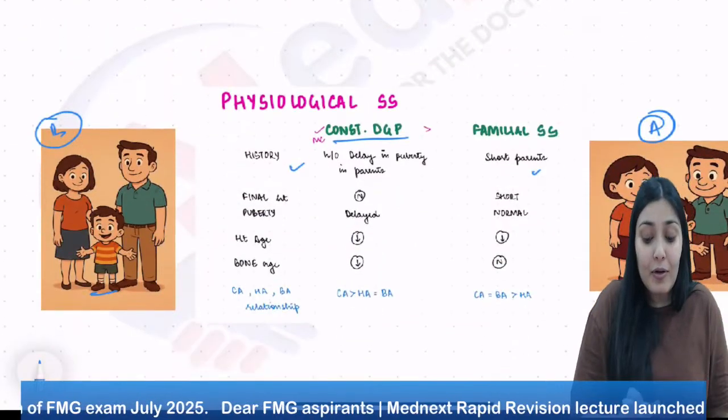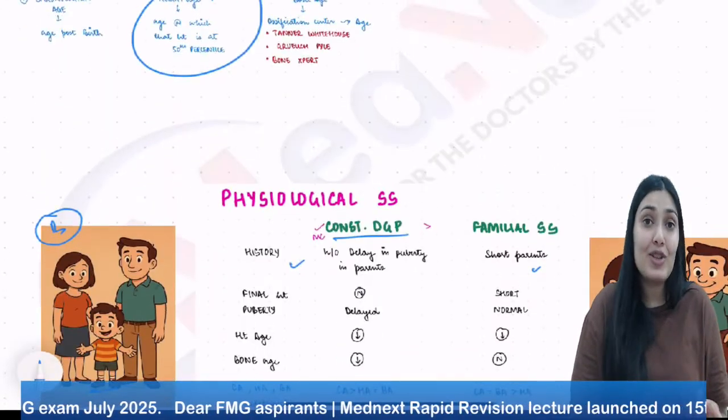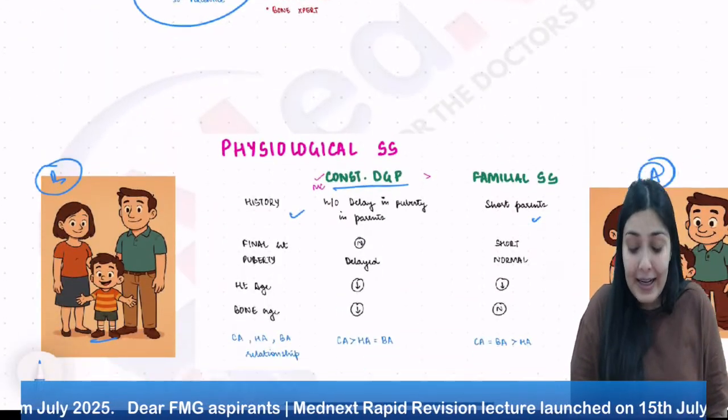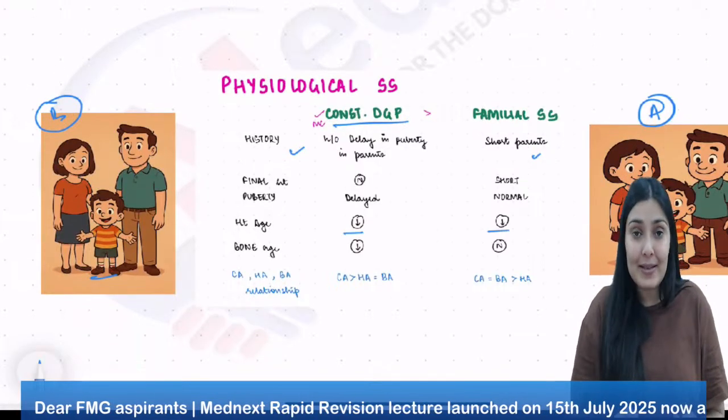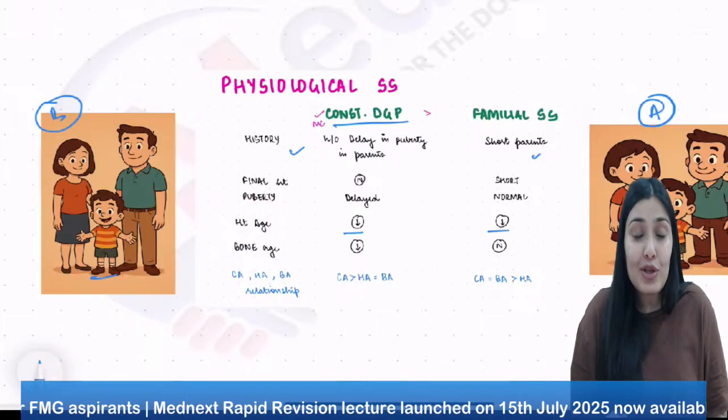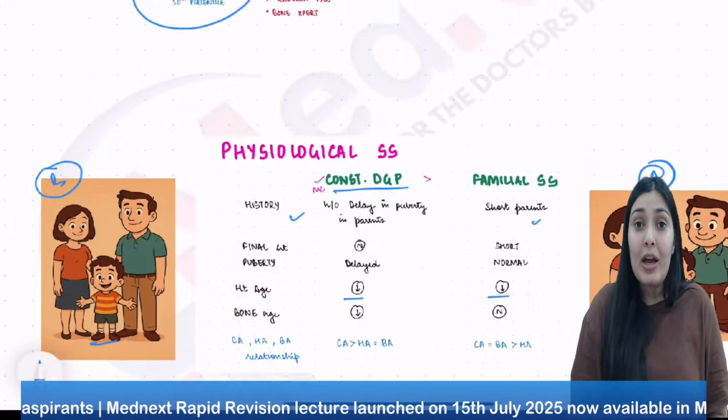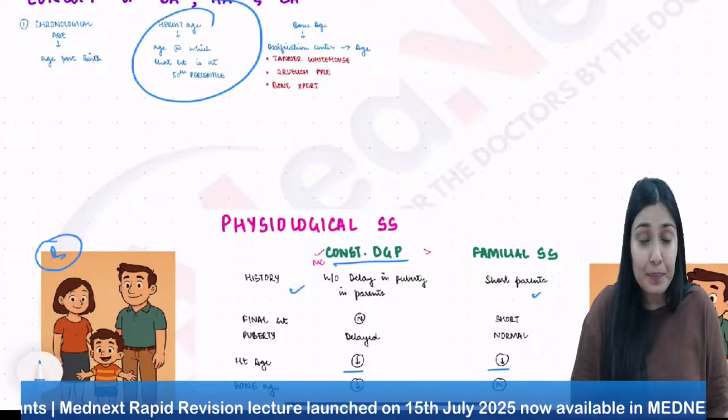So here, for short stature, I know height age has to be less. So in both of these conditions, height age would be less. What about bone age? What is bone age? How do we calculate the bone age?